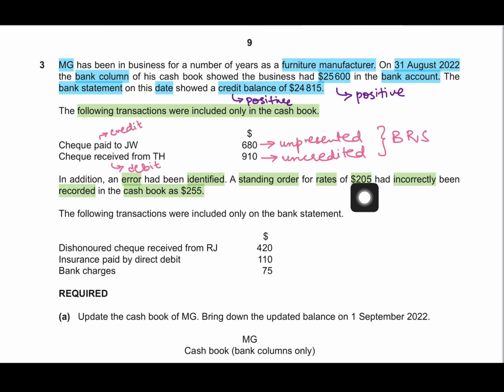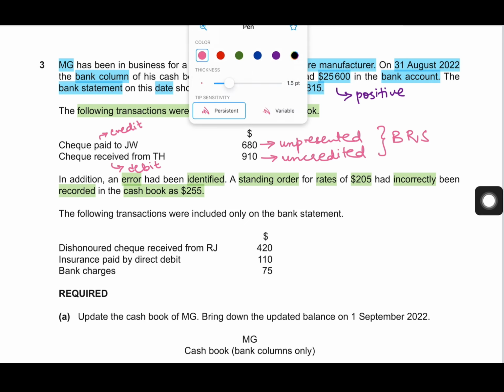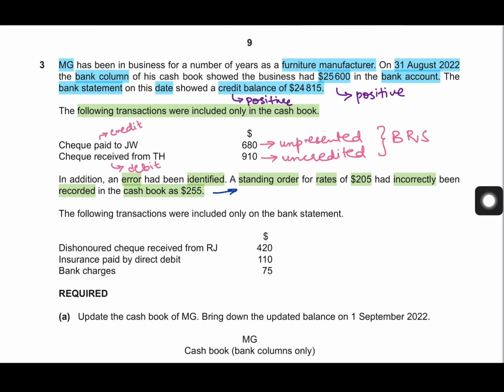The error needs to be corrected. Will it require correction in the bank reconciliation statement or in the updated cash book? In the updated cash book, because the error is in the cash book, not in the bank statement. If the error is in the bank statement, it will be corrected through the bank reconciliation statement, but right now the error is in the cash book.